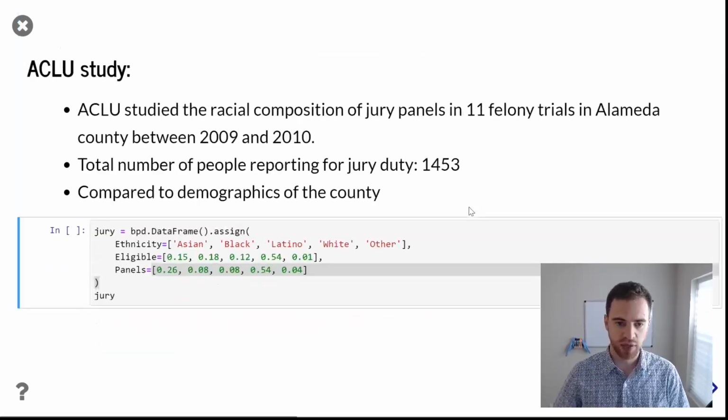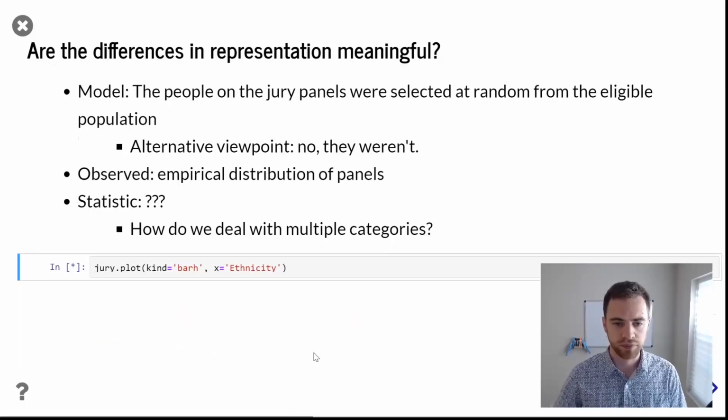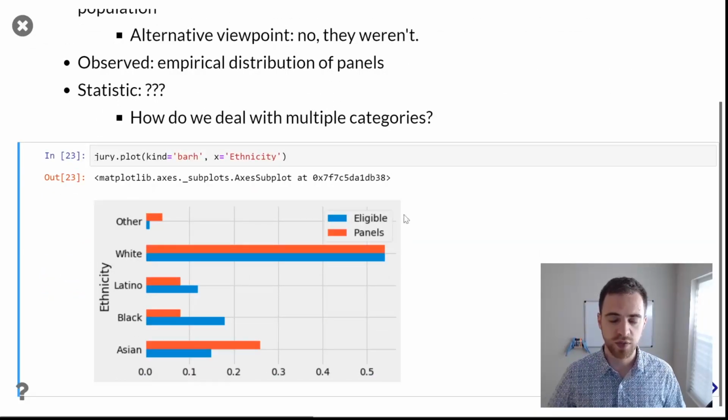Oh, need to define my jury panel. Okay, so we put all this in a table here. What we're visualizing here are the 2 distributions. We have the eligible jurors, which is the population. Those are the blue bars. And then we have the jurors who actually were selected for the jury panel and who appeared in the jury panel. Those are the red bars. So now you can see that Asian people are overrepresented, Latino and Black people are underrepresented, and so forth. The question is, between these 2 distributions, the red distribution and blue distribution, how different are they?